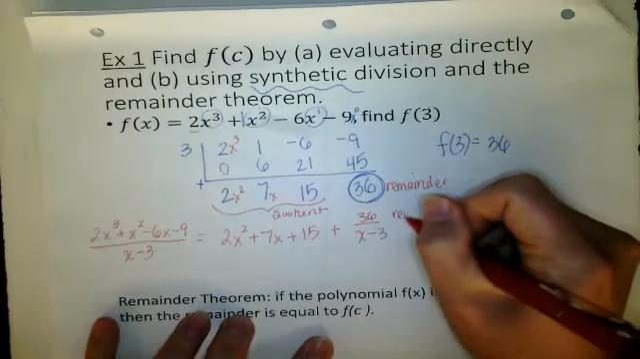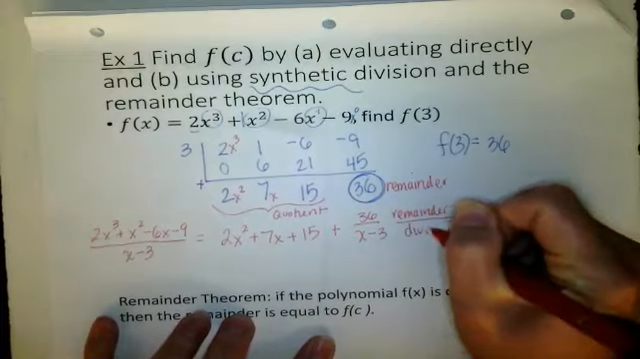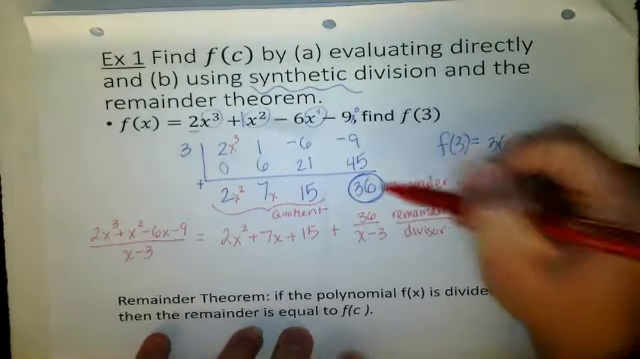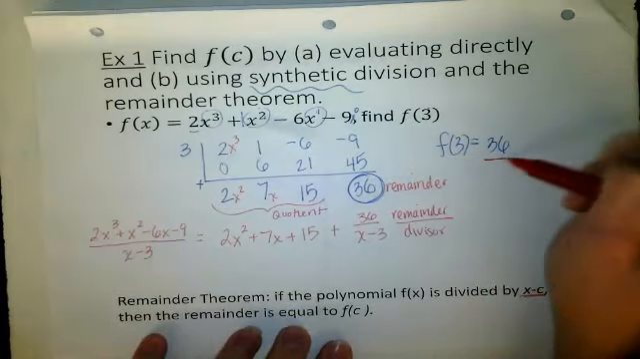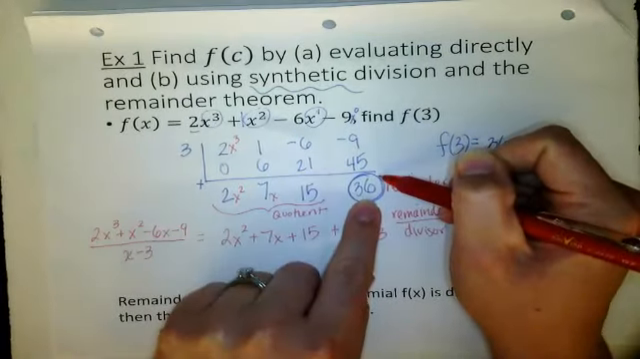Interesting. Remainder over divisor. Totally crazy. So that's the answer, not 36. No, they wanted you to see that you can plug in directly and get 36, or you can use synthetic and also see the 36.